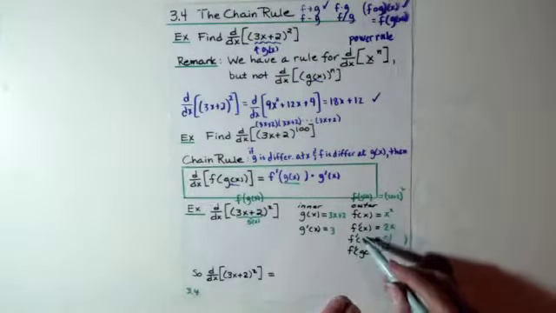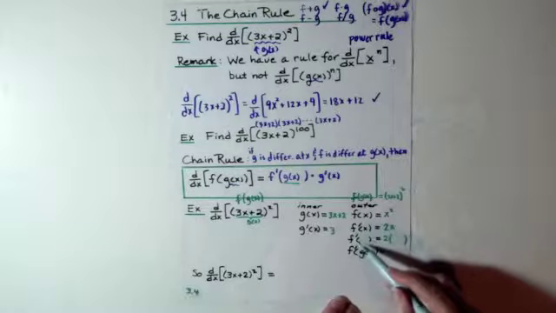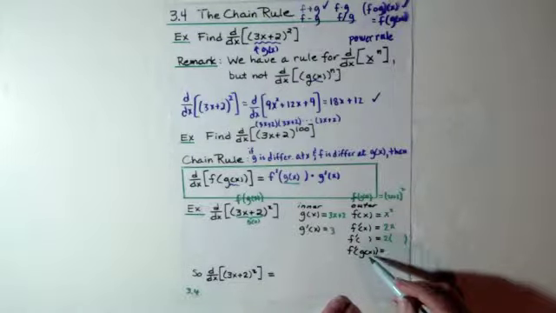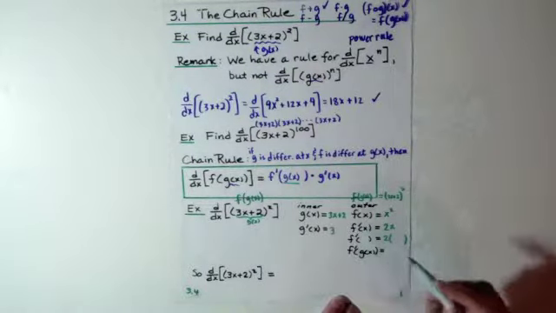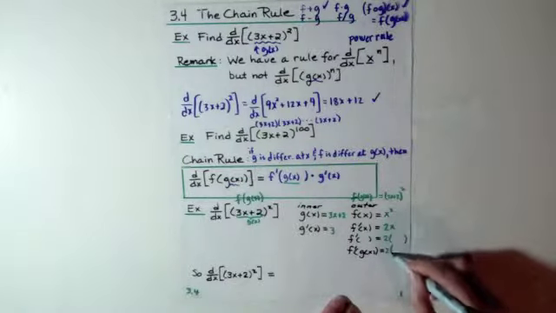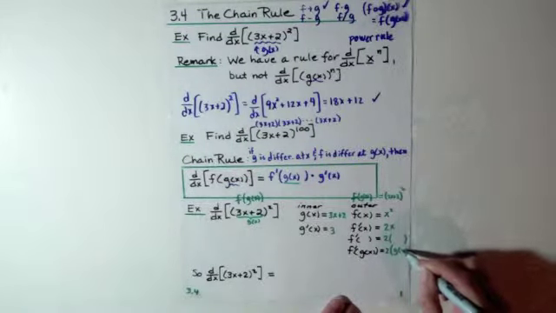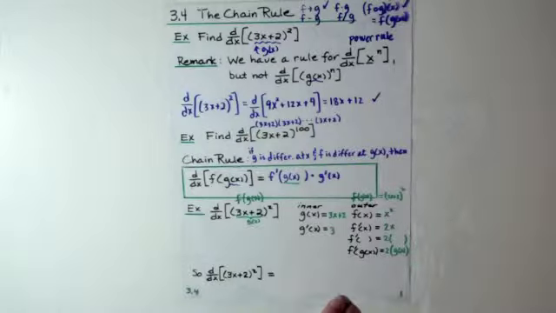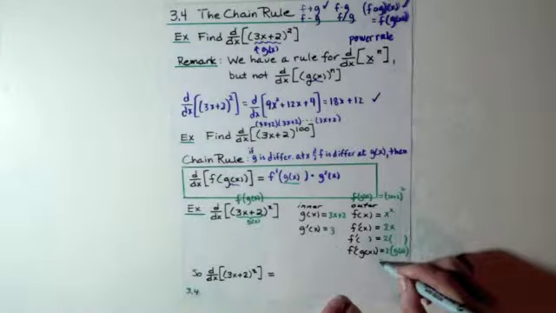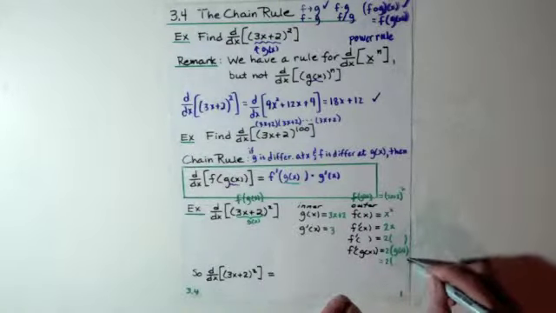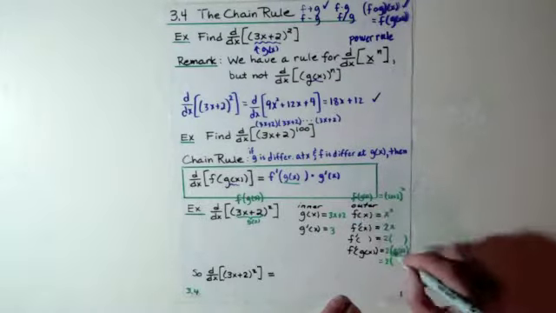So what I'm going to do is fill in these empty parentheses with g of x. So if I want f prime of g of x, that would be 2 times g of x. So it's 2 times my inner function. And what is my inner function? G of x is just this thing, 3x plus 2.